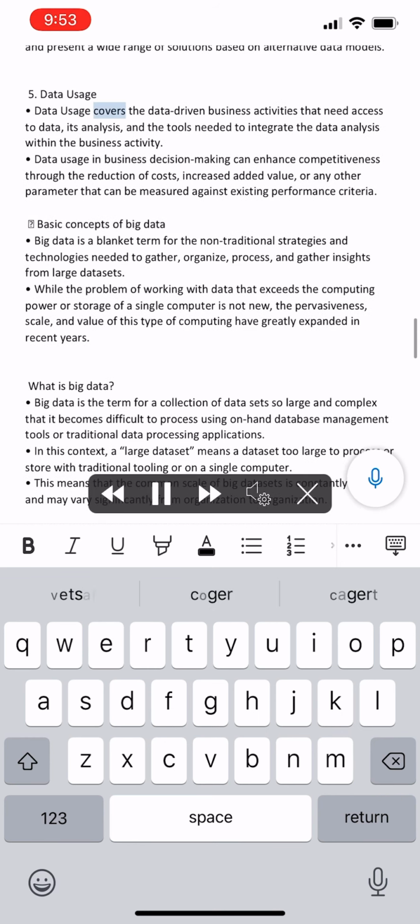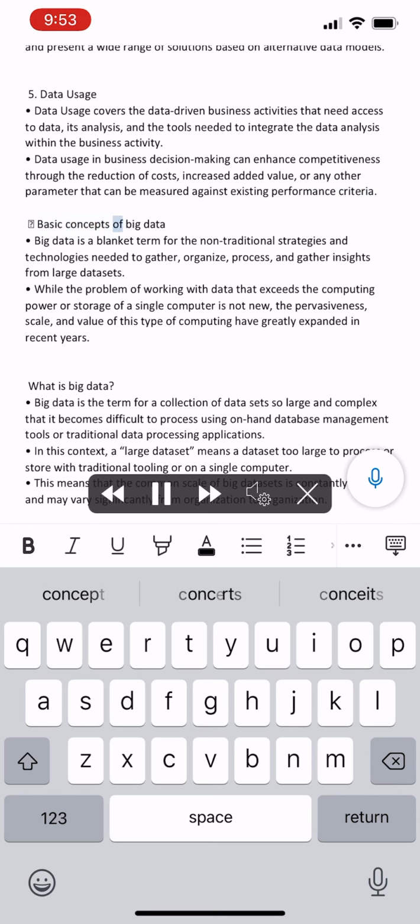5. Data usage. Data usage covers the data-driven business activities that need access to data, its analysis, and the tools needed to integrate the data analysis within the business activity. Data usage in business decision-making can enhance competitiveness through the reduction of costs, increased added value, or any other parameter that can be measured against existing performance criteria.